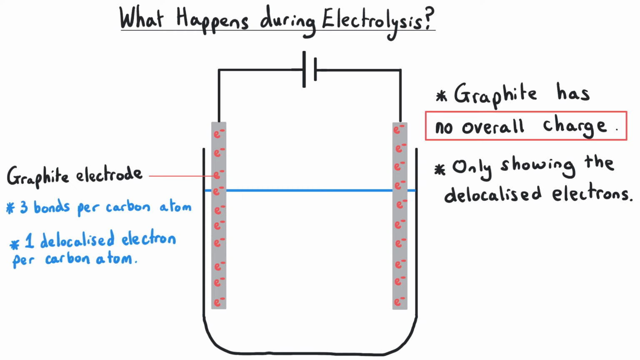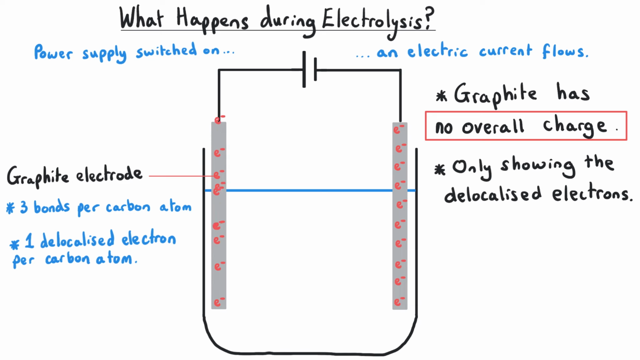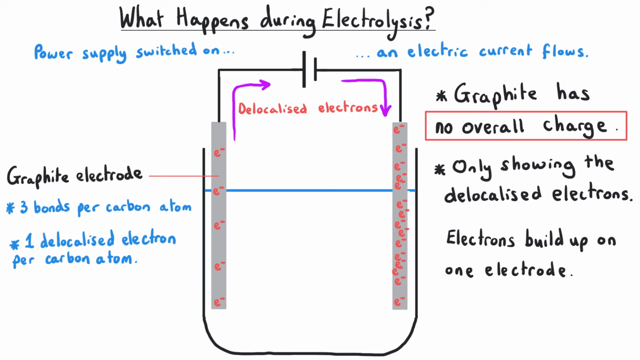But when you switch on this external power supply, an electric current will flow, and the electrons that are delocalized will move out of one of the electrodes, the one on the left as I'm showing it, and then these delocalized electrons will move through the copper wires, through that to the other electrode, where the electrons will start to build up.